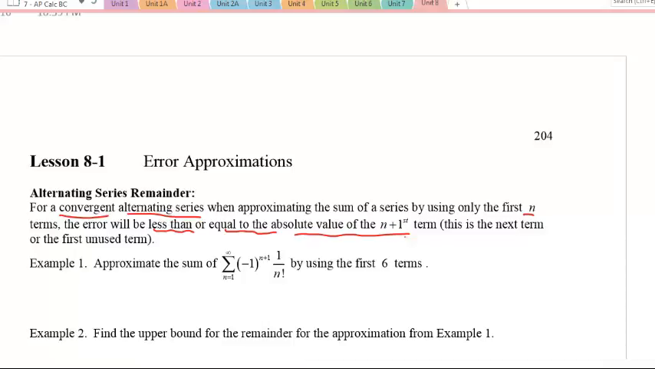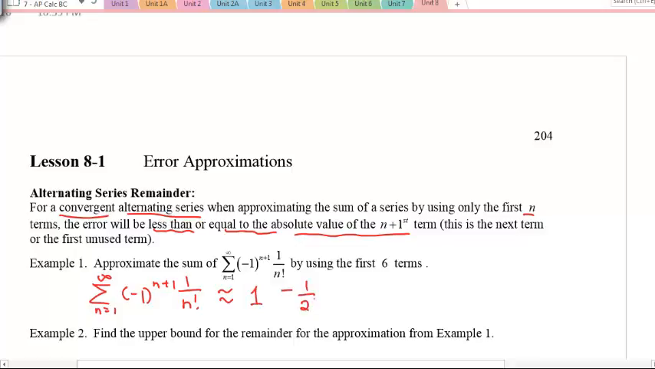In example number 1, I asked you to approximate this sum. Notice we have the sum from n equals 1 to infinity of negative 1 to the power n plus 1, so that's the alternating part, times 1 over n factorial. Let's write out the terms. That's pretty straightforward. Just plug in n equals 1, then 2, then 3, then 4, then 5, and then 6. Notice I use the approximately equal sign, not the equal sign.